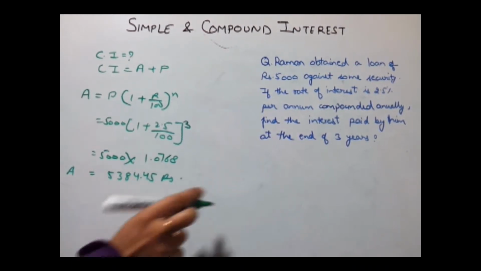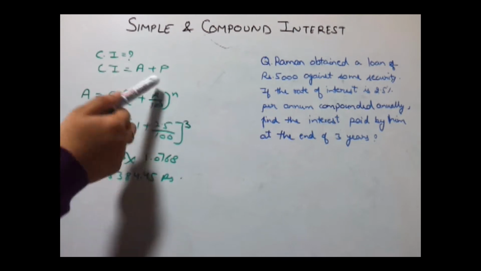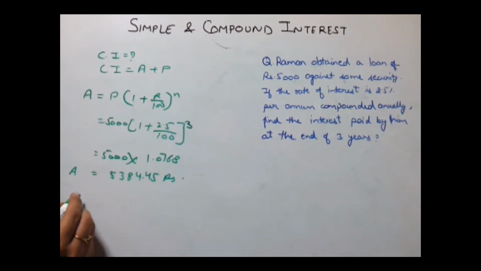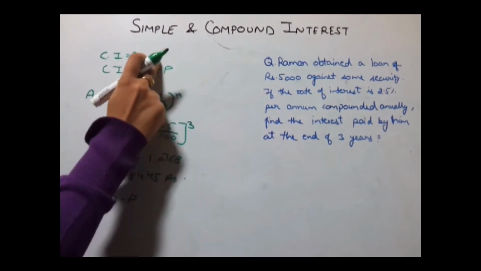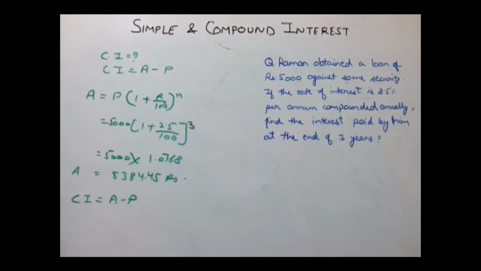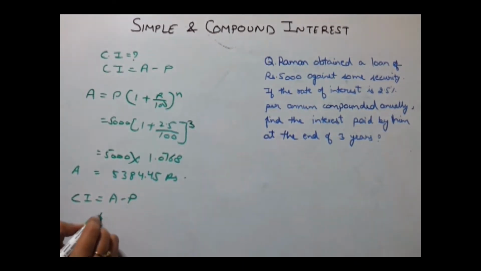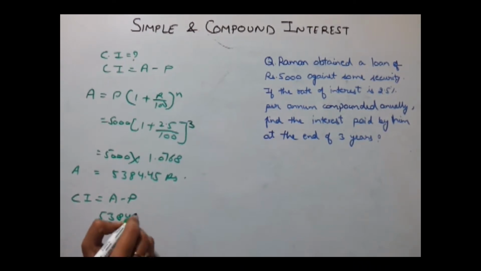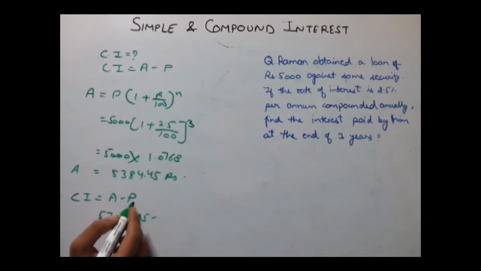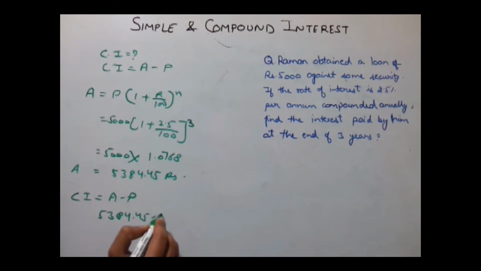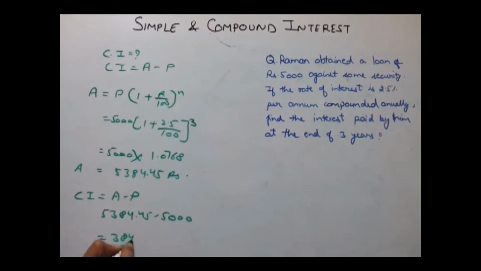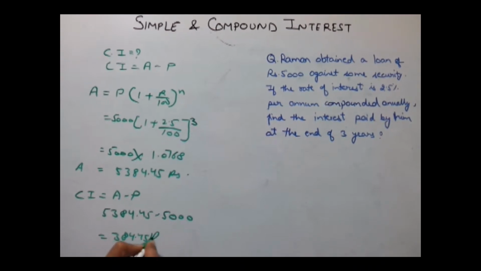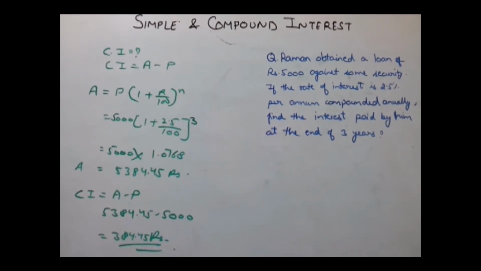Now this is our amount, that is the amount which Raman has to pay at the end of the period. But we need to calculate interest. So simply use this equation: compound interest is equal to amount minus principal. Amount is 5384.45 minus principal, which is 5,000, which gives us 384.45 rupees as the answer.